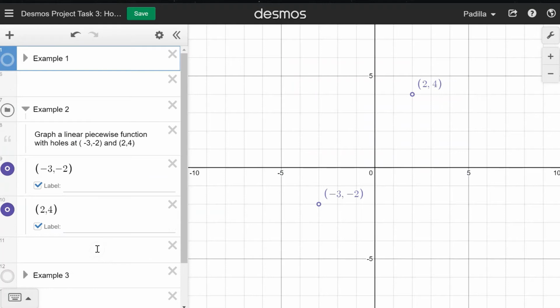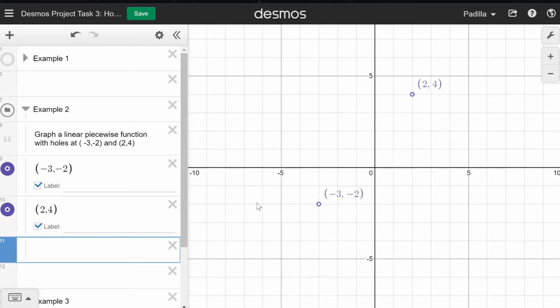In our second example, this time we have to create a piecewise function that has two holes. One at negative 3 and negative 2, and the other one at 2, 4. So in this case, we're actually going to have to create 3 different lines, so that way it connects these points together. So for the first one, I'll start with connecting my first line to this point, negative 3, negative 2.